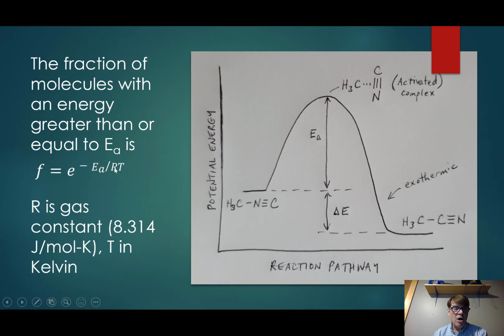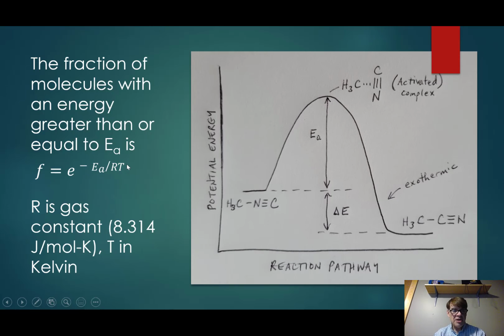R, if you remember R, that's the gas constant, 8.314 joules per mole Kelvin. So it's a constant that you should memorize before you're done with chemistry. And then T is the temperature in Kelvin. And so this formula, Arrhenius came up with this, I believe, will tell you what fraction of the molecules have sufficient energy for the reaction to take place. The answer is e to the negative activation energy divided by gas constant times temperature in Kelvin.